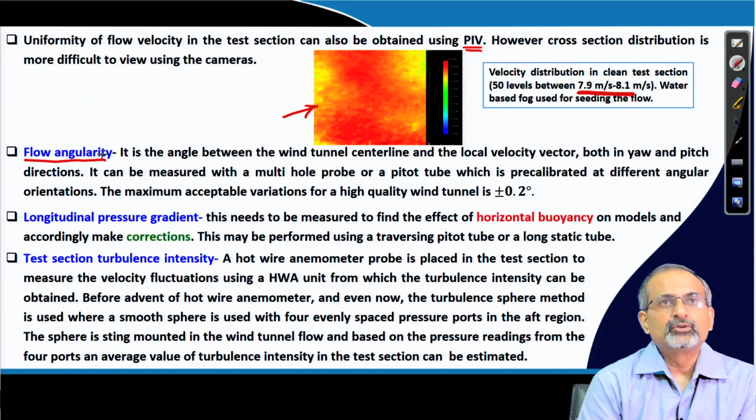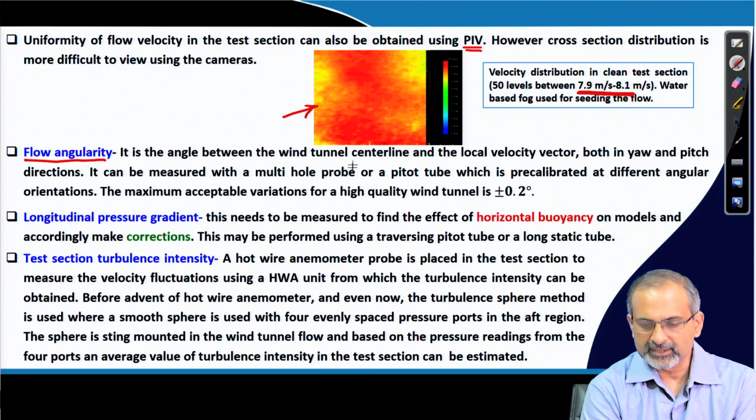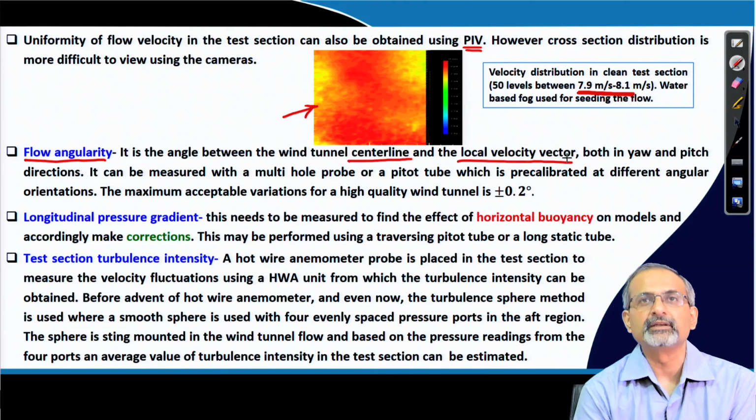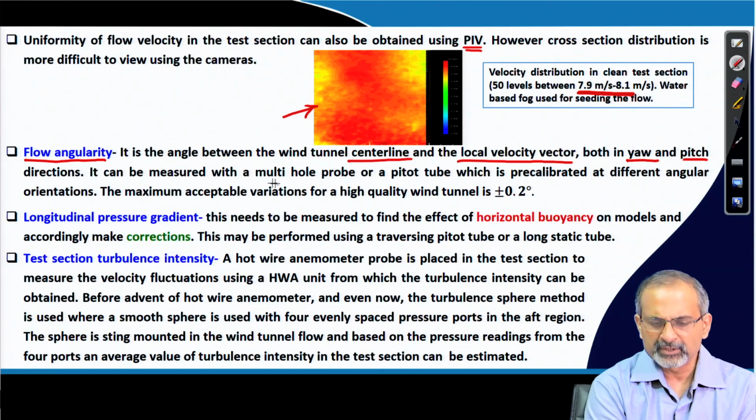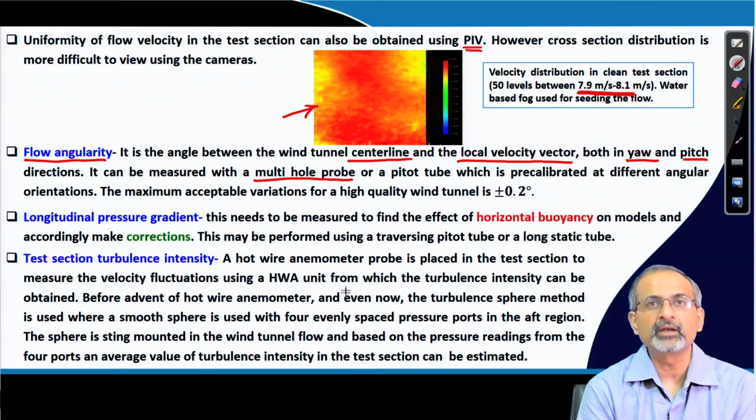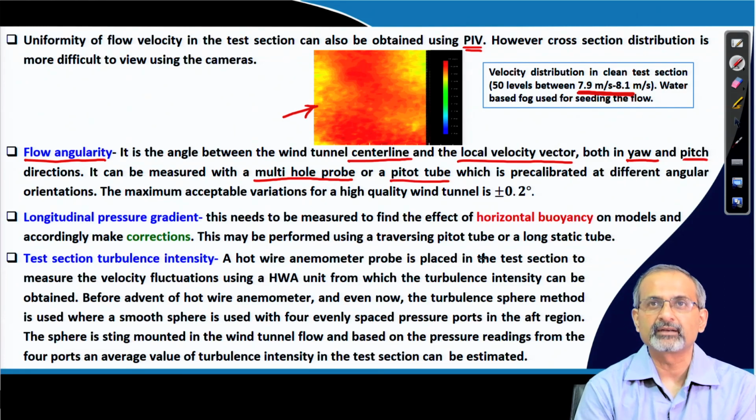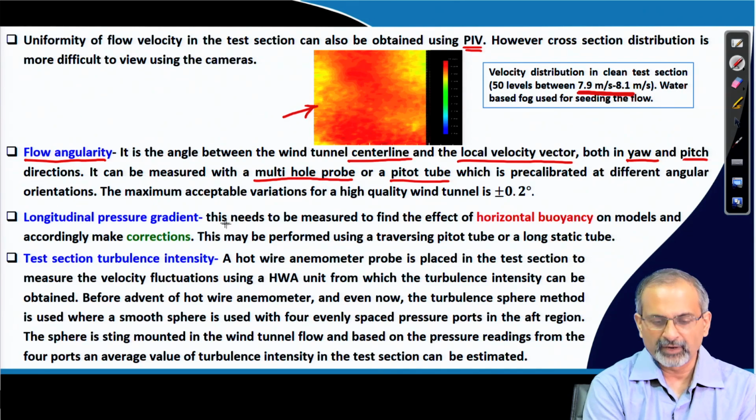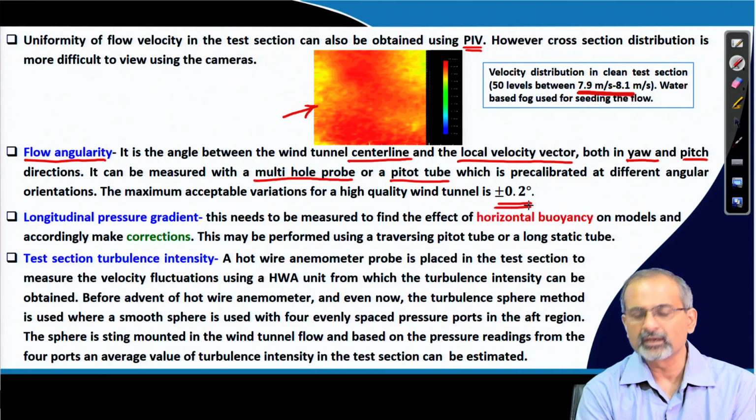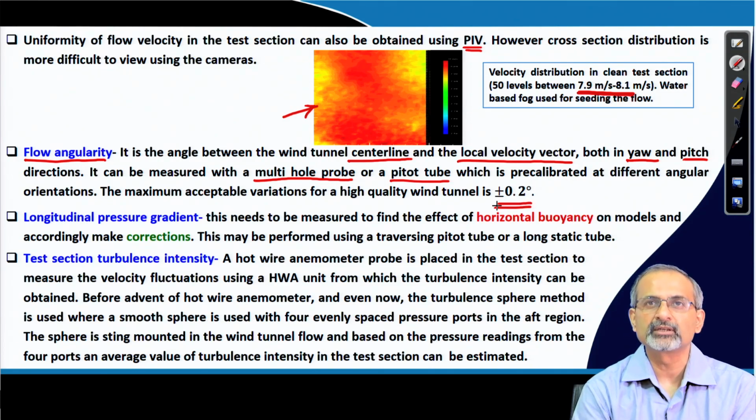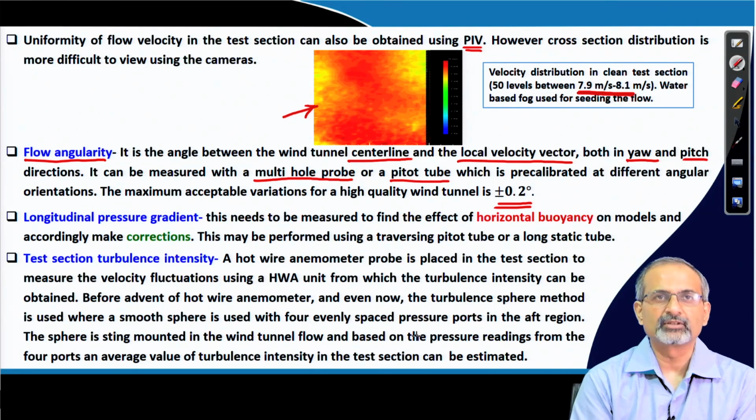Next that you need to look at is flow angularity. It is the angle between the wind tunnel center line and the local velocity vector, both in yaw and pitch sense. It can be measured by different means. One could be a multi-hole probe, or it could even be a pitot tube which is pre-calibrated at different angular orientations. Finally, whatever instrumentation you use, a very high quality wind tunnel should not be having an inaccuracy more than about plus minus 0.2 degree in yaw as well as pitch. So, that is flow angularity.